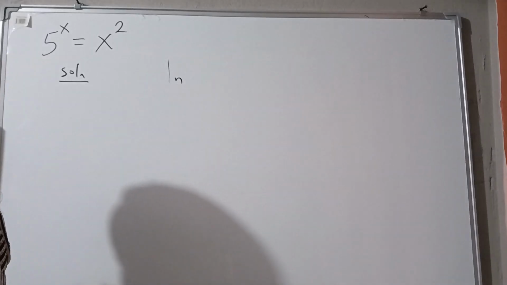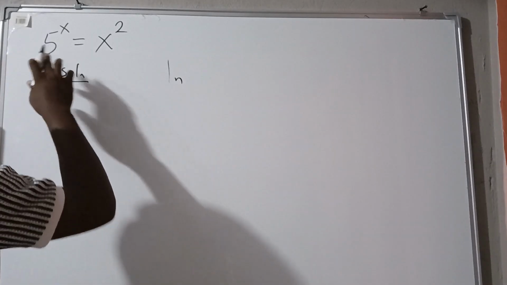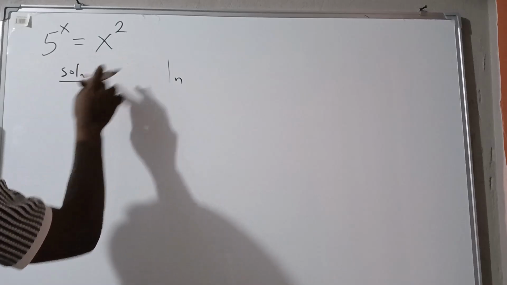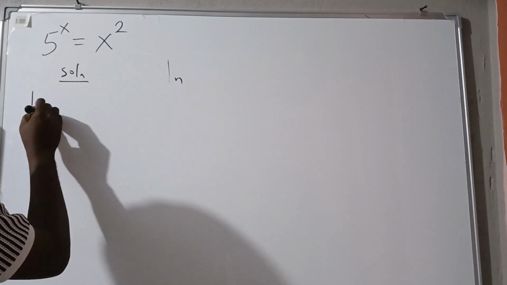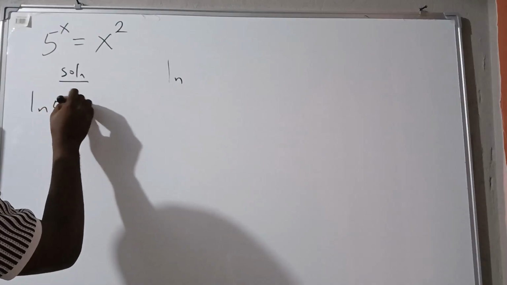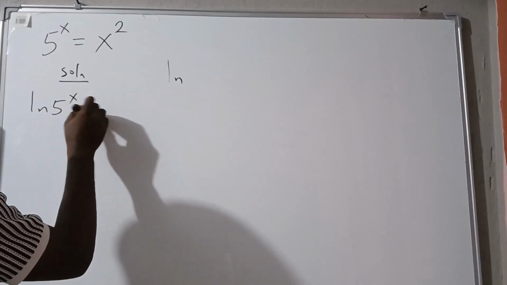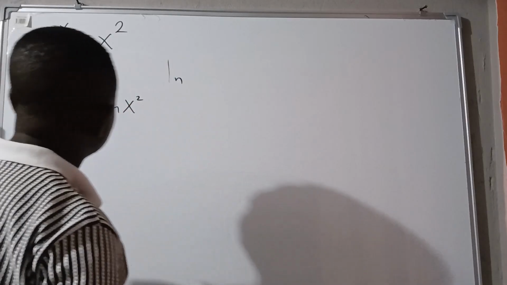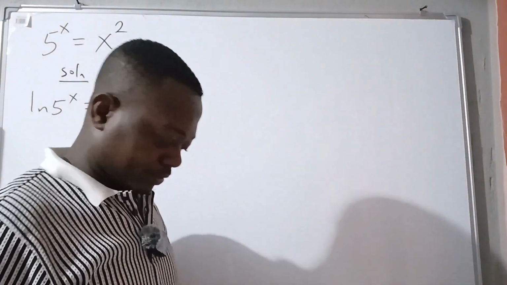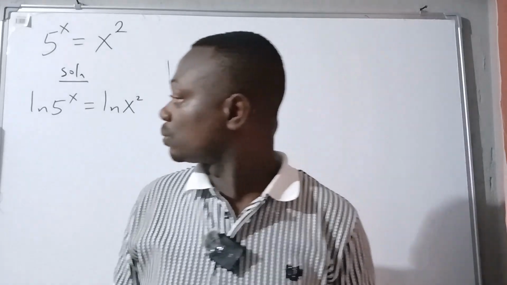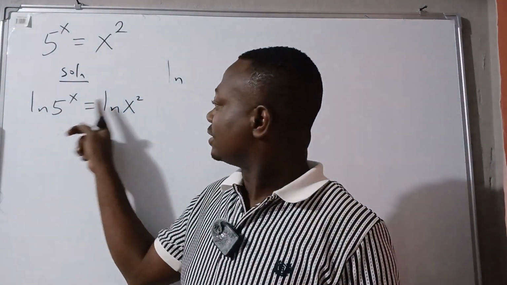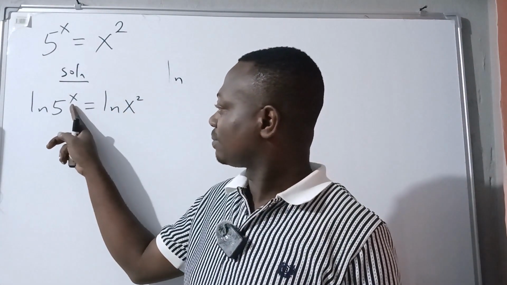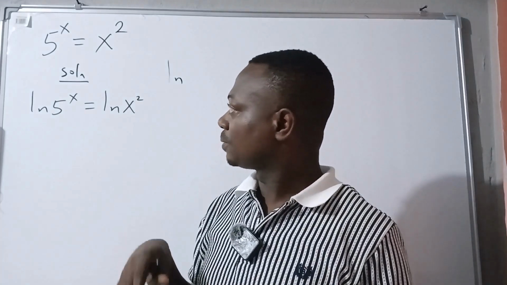All right, so I'll take natural log on both sides. So I have ln of 5 to the power of x, equals ln of x squared. This one is a power and this one is a power.